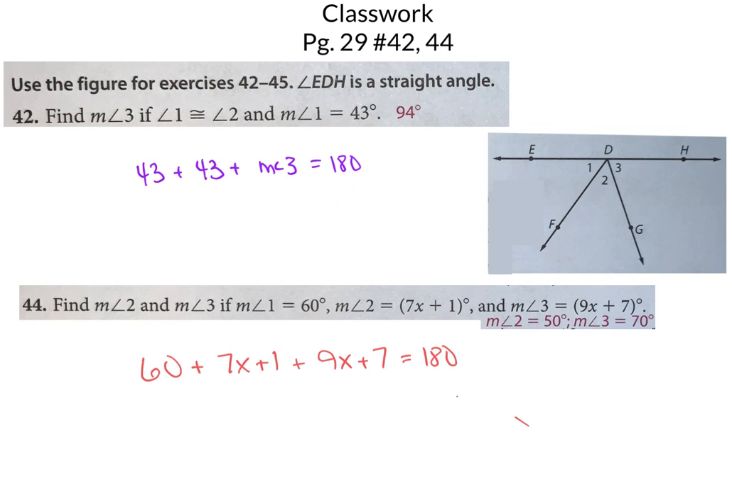All right? And on this one, remember you're just combining your like terms and then solving for x. x was 7 here. x equals 7. And then plug it back in.